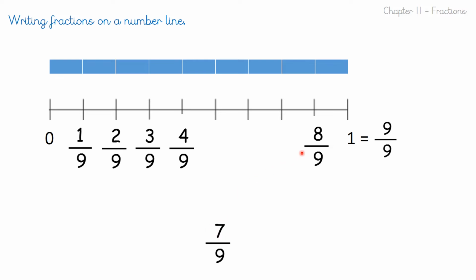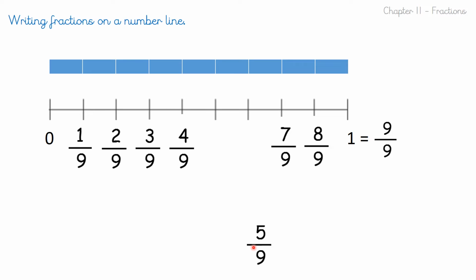So if we know that 8 parts out of 9 are here, 7 nines, we take away 1, it should be here. We're going to write it down and then check. 0, 1, 2, 3, 4, 5, 6, and 7 nines. We got 2 left. 5 nines.